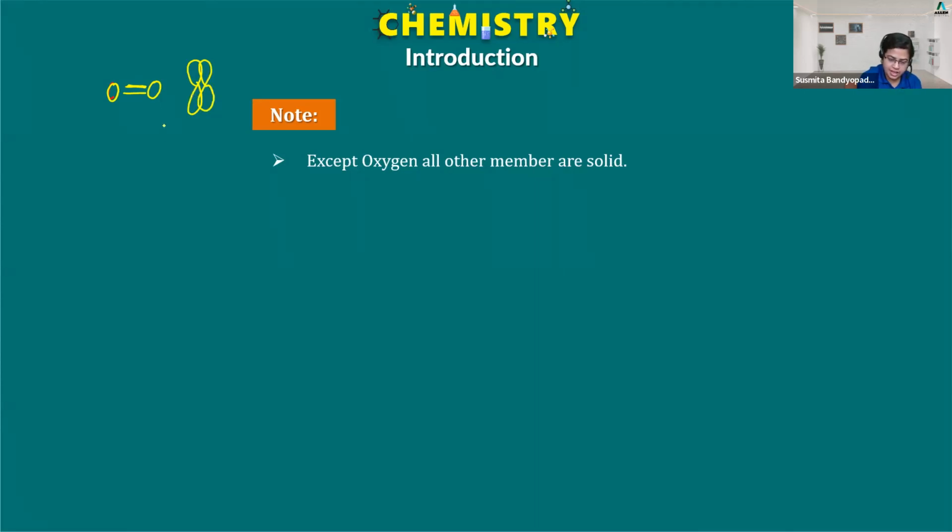Sulfur, on the other hand, wants to remain as a king or a queen, whatever. One, two, three, four, five, six, seven, eight. So this is the way S8 exists. You can see how they are bonded by strong sigma bonds.